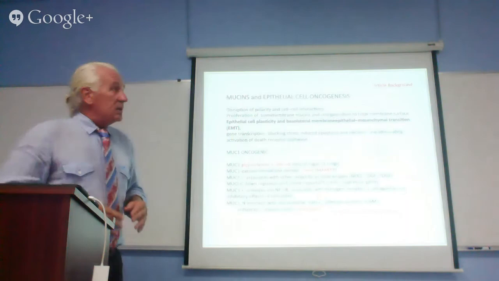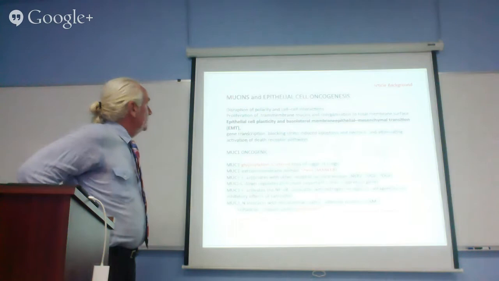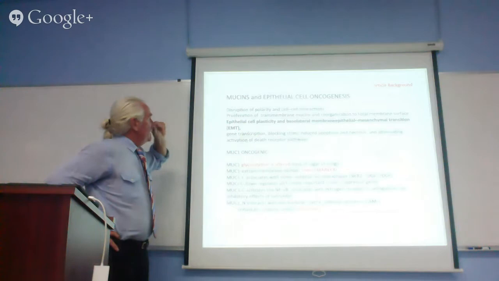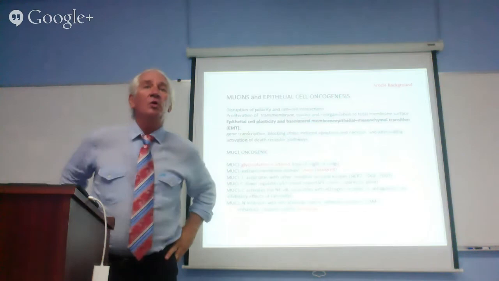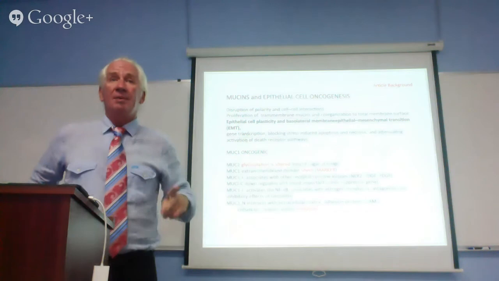So mucins and epithelial cell oncogenesis. In epithelial cell oncogenesis, you see a disruption of polarity and cell-cell interactions. You see a proliferation. There's an upregulation of the expression of the mucins. So there are more of them, but there are fewer sugars.